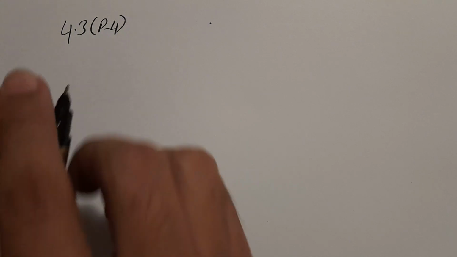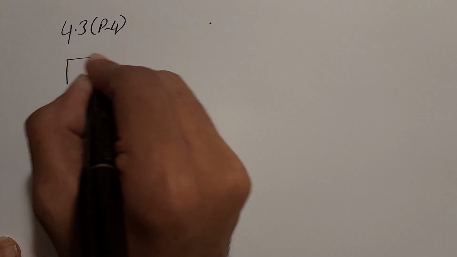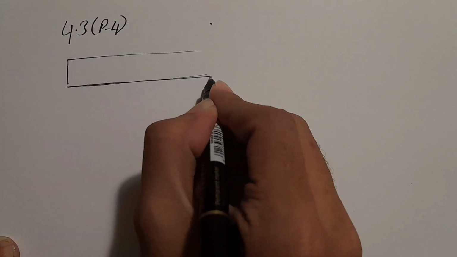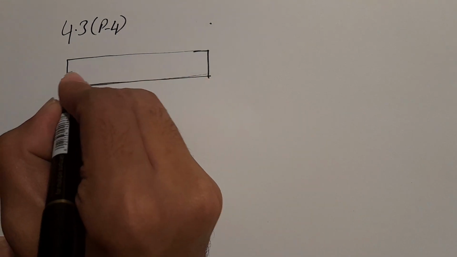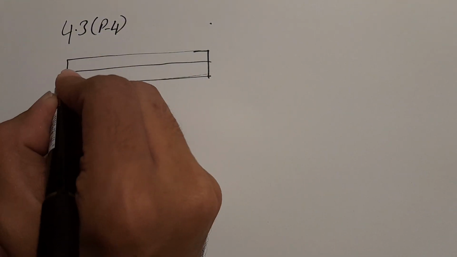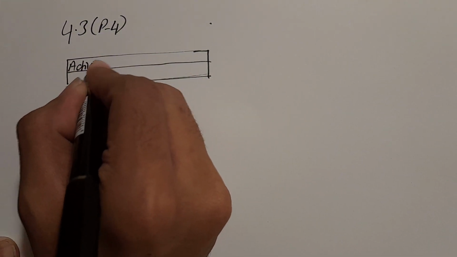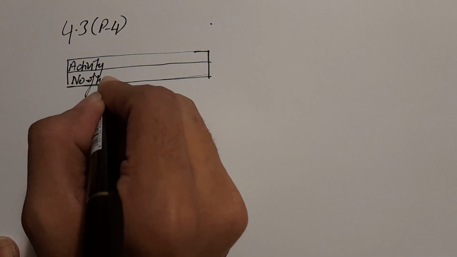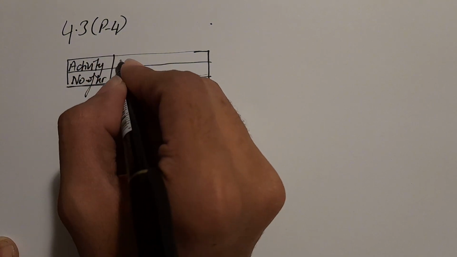For example, if we use the activities done by a student in a day, like a table showing how the student spent her day, we will use a table like that and write the activity and number of hours.